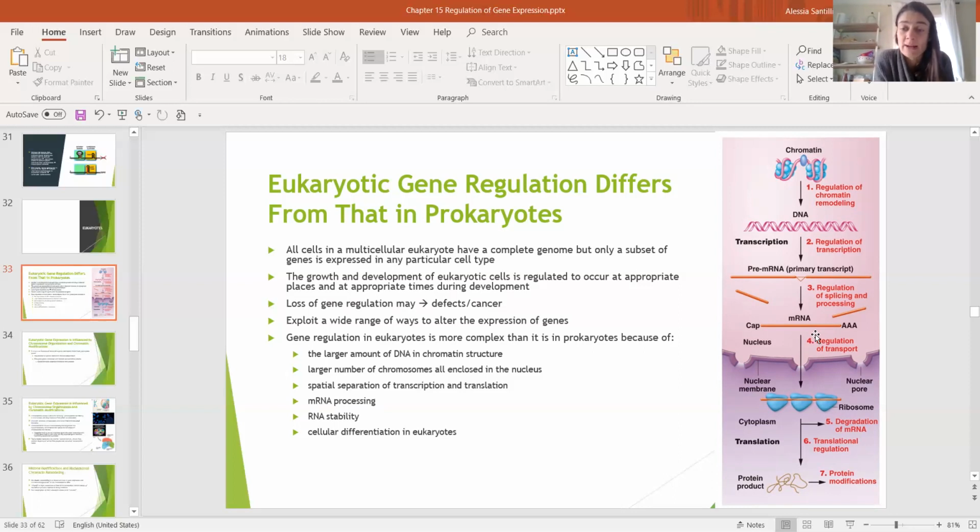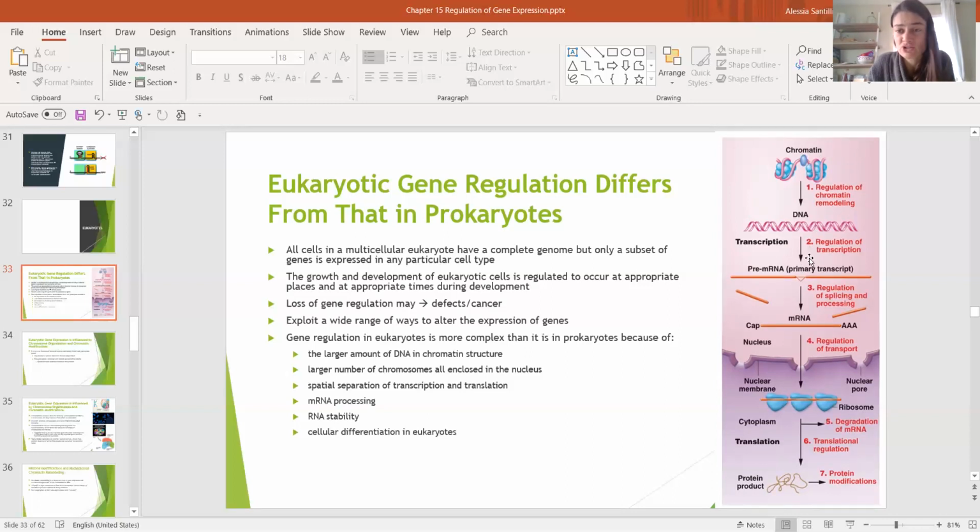Then we have translational regulation as well, so we can regulate the whole process of translation. At this point, we've crossed a lot of different processes, so it doesn't happen as often because it's just not as efficient as inhibiting the gene expression right at the get-go, right at the beginning. Right now, we've gone through all sorts of things.